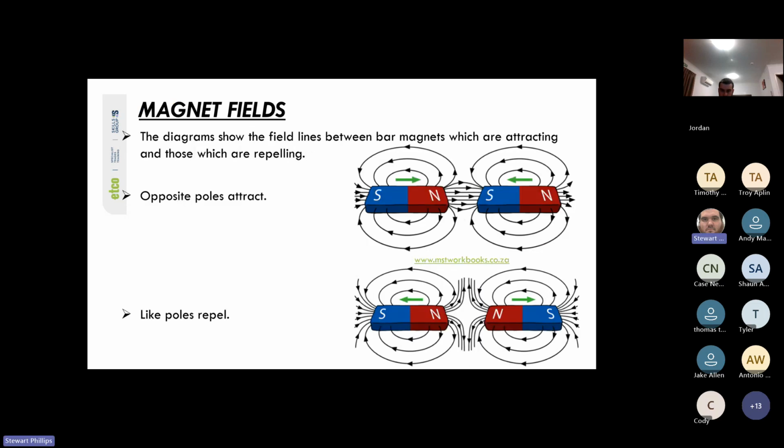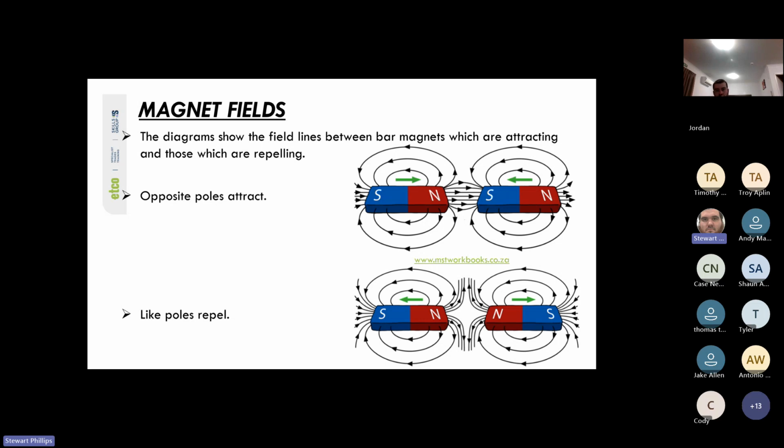Cool. So magnetic fields. The diagram shows the field lines between bar magnets which are attracting, and those which are repelling. So we look at the opposite poles. You see the magnetic lines are wanting to go from north to south. And then as we push the magnets that have a north and south close together, the lines that were going around the bar magnet are now going to line up and go towards each other and pull them apart.